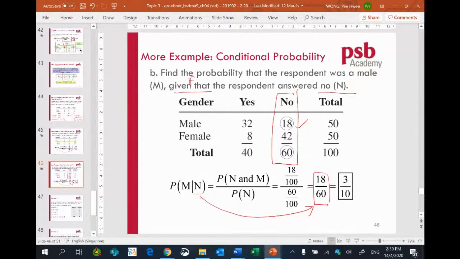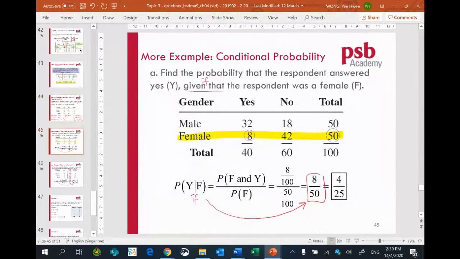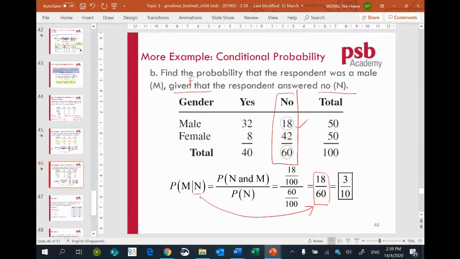Okay, so this is the fourth type of question. This is the first type. This is the second type. This is the third type. And this is the fourth type. The if is the fourth type. This is also the fourth type.